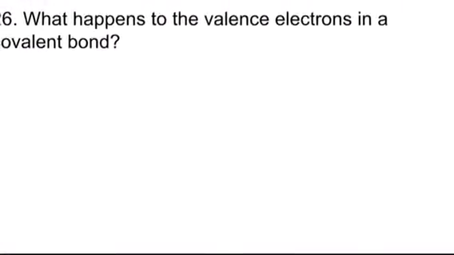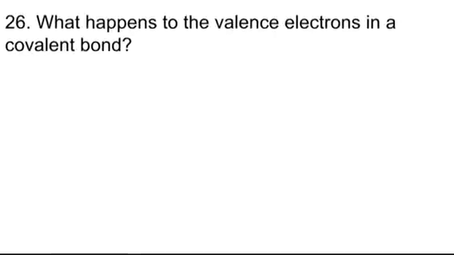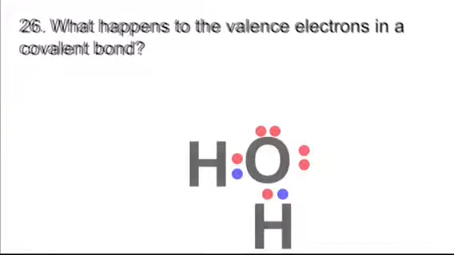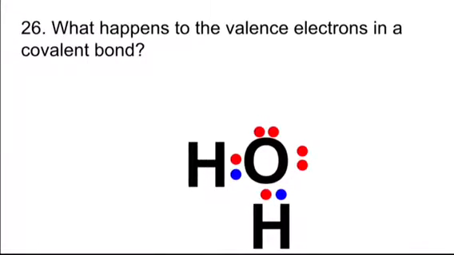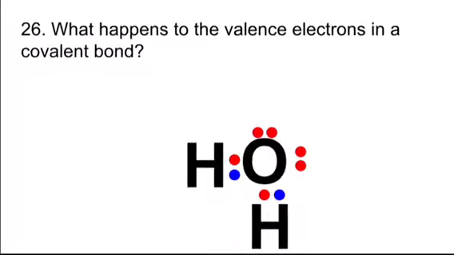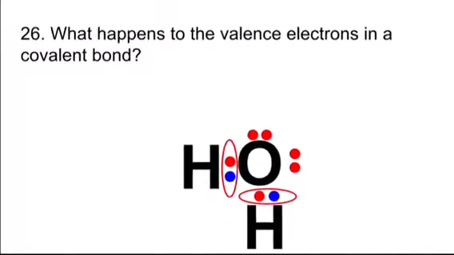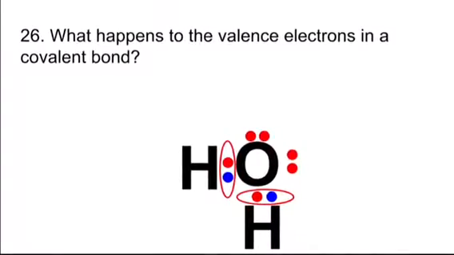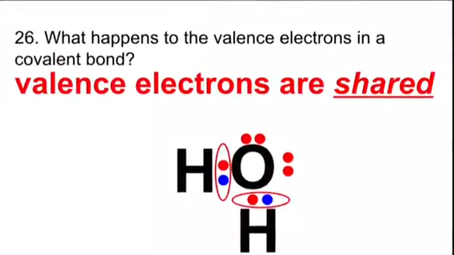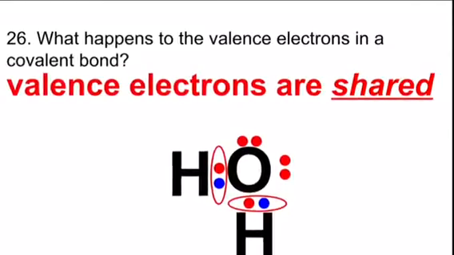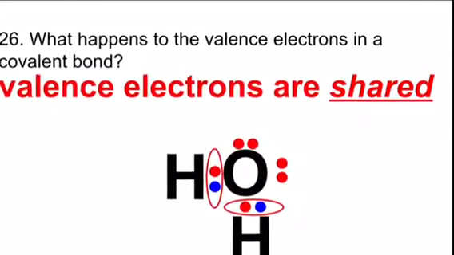In question 26, we're asked what happens to the valence electrons in a covalent bond. So going back to our covalent molecule of water, we can see that these bonds here are the result of electrons being shared. So here we have 2 shared electrons or pairs of electrons. So again, valence electrons are shared in covalent bonds.